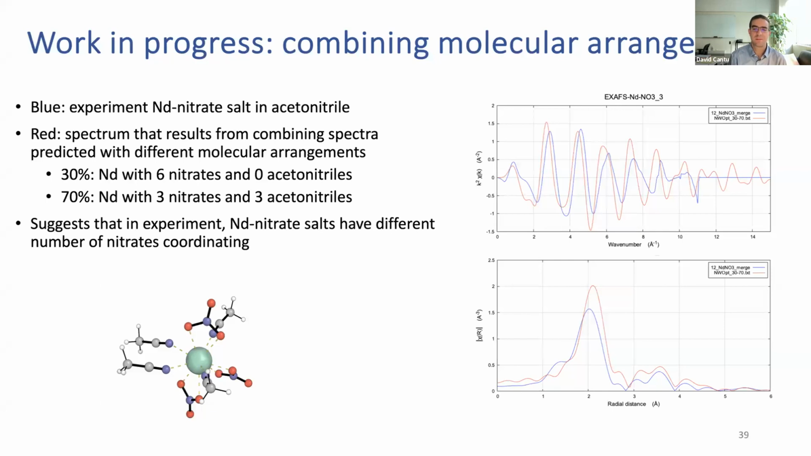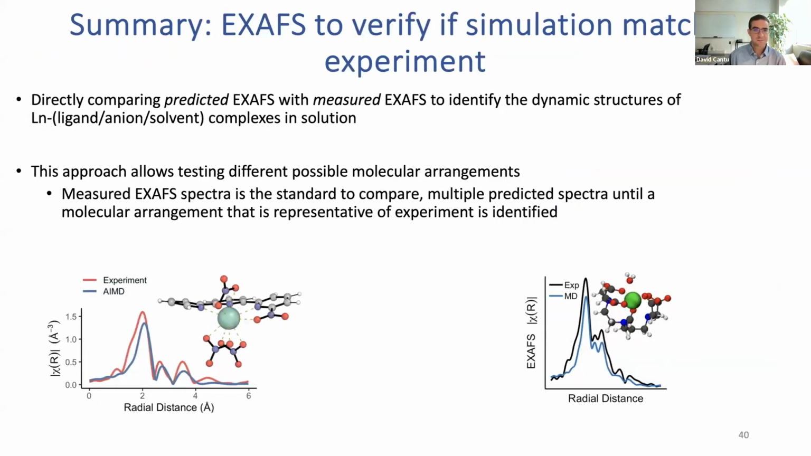We still haven't made complete sense of this. It's something that we're still thinking about. It's work in progress. I don't have the best explanation yet, but I still wanted to share it here. What it suggests is that in experiment, there's going to be a different number of nitrates coordinating. It's not that every single neodymium has the exact same number of nitrates all the time, but in experiment, it's a dynamic structure in solution.